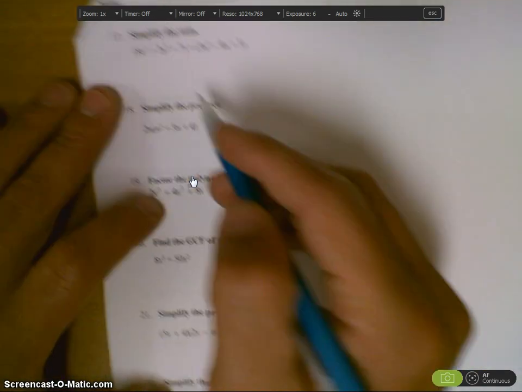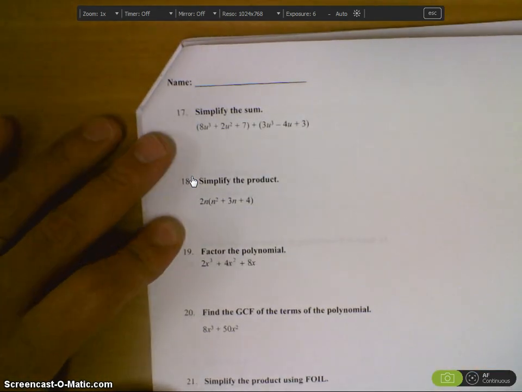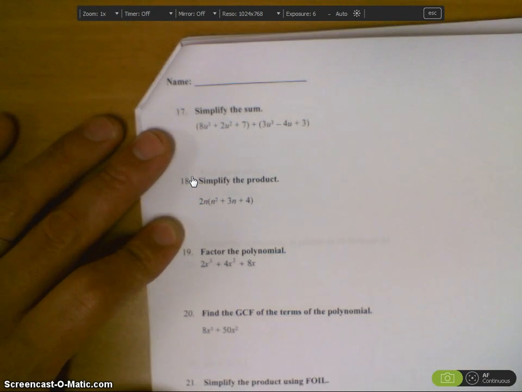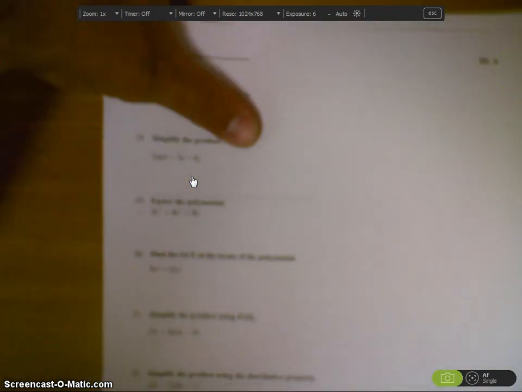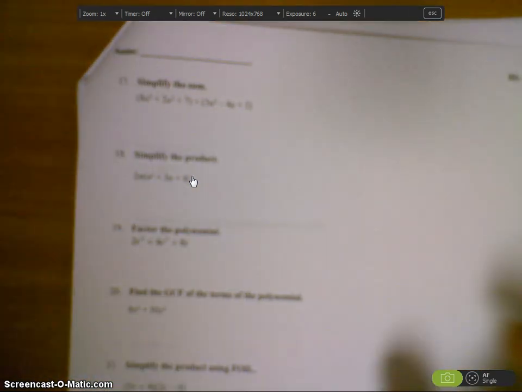All right. The sum is actually a little easier than the difference. We just have to add the like terms. You could pretty much just drop the parentheses out. And let me get that to focus one more time. Really struggling with that right now.